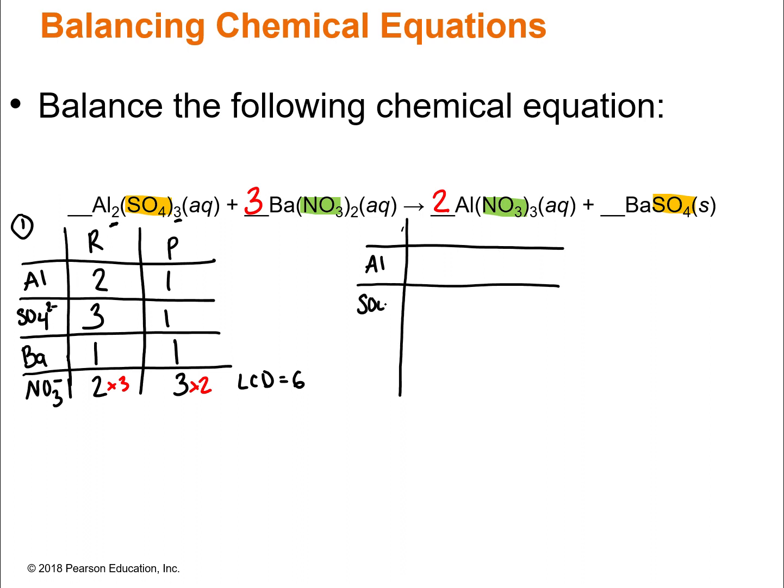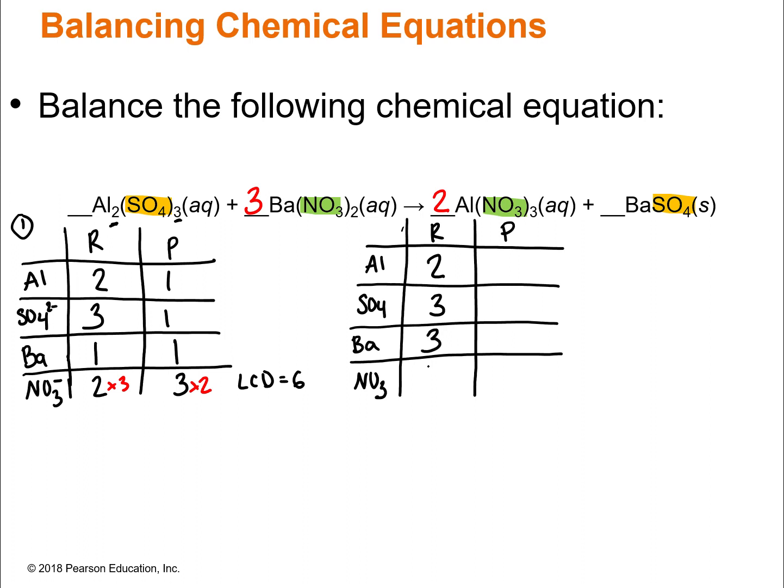Making my second table. And now we get to work. We haven't touched this first compound, so there's still 2 aluminums, 3 sulfates on the reactant side. But we added that coefficient in front of the barium nitrate. So now we've got 3 bariums and 3 times 2 nitrates, which gives us 6.